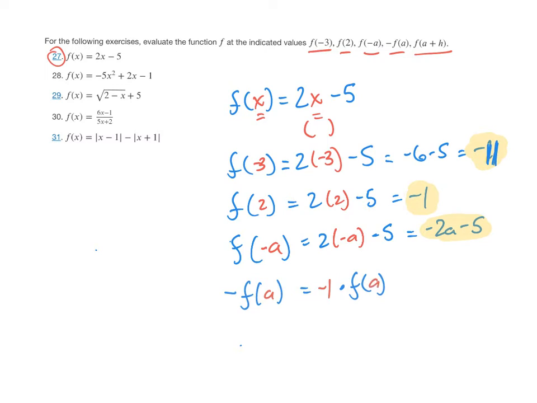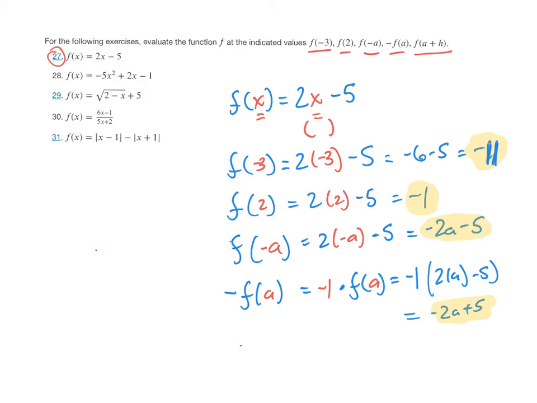And so when we write this out, I'm going to write negative 1 times the quantity 2 times a minus 5. And so I'm going to have negative 2a plus 5 for this one. Notice the result ends up a little bit different than the last one, and that's okay. We figure out what f of a is and then multiply by negative 1. We distribute it through.